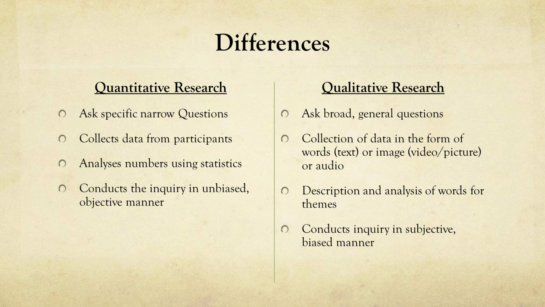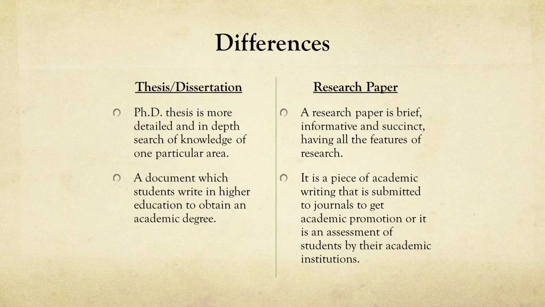Now, let's move on to the next slide. A lot of us keep hearing that I'm writing a research paper, an article, a thesis, a dissertation, but we really don't know the difference between these terms. So, let's have a brief look at the difference between thesis, dissertation, research paper and articles. The basic difference lies in the depth of knowledge that we get from each of them. A thesis or a dissertation gives more detailed and in-depth knowledge of a particular area. It is actually a microscopic view of that particular area.